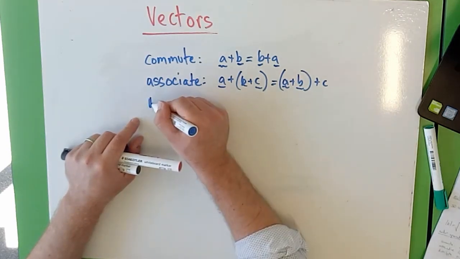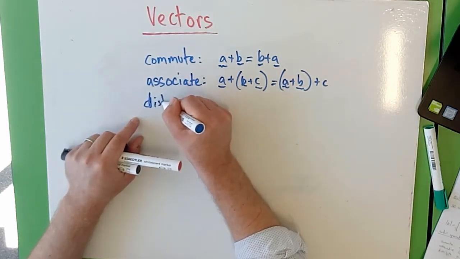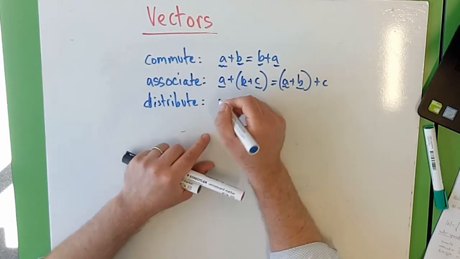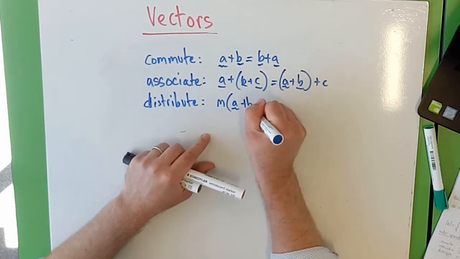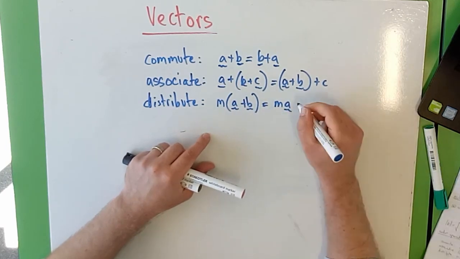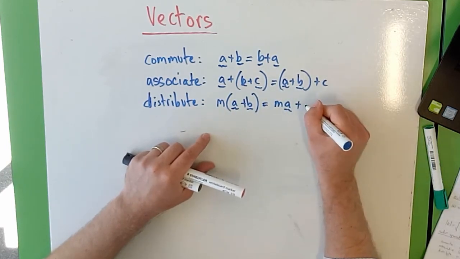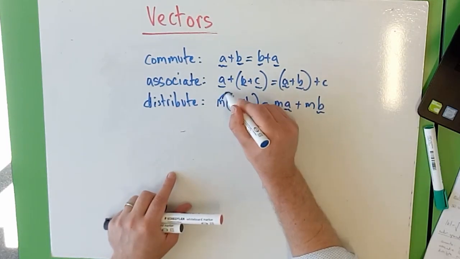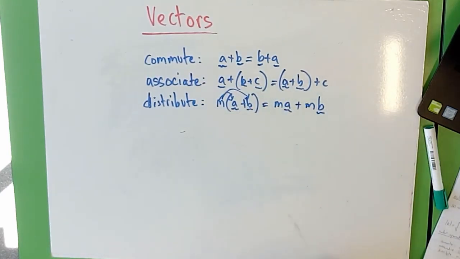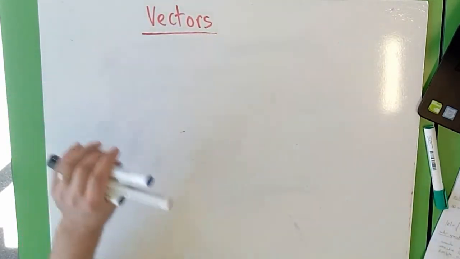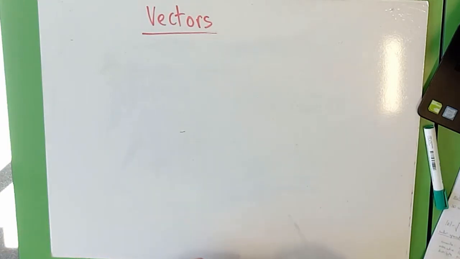And they distribute. Now distribute, it's really nice. If you've got m times (A plus B), that equals m times A plus m times B, where m is a scalar, and the A and B are vectors. So you can expand the brackets. This is really great because all that algebra you've learnt in year 7, 8, 9, 10, and 11 still applies. All right, let's do a couple of little examples.